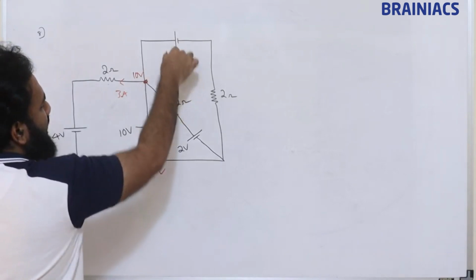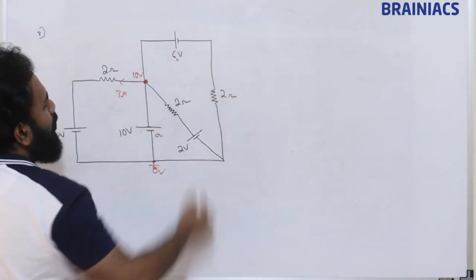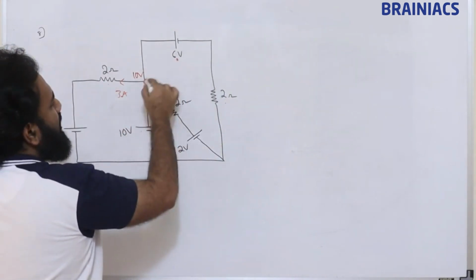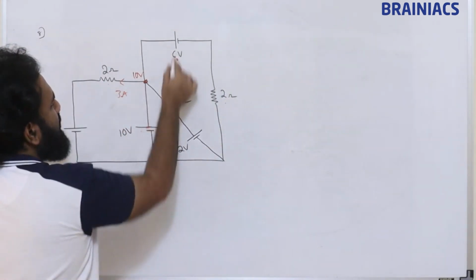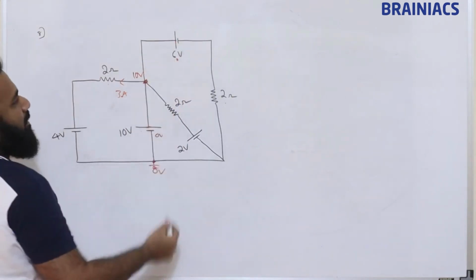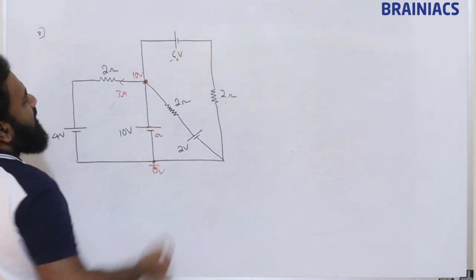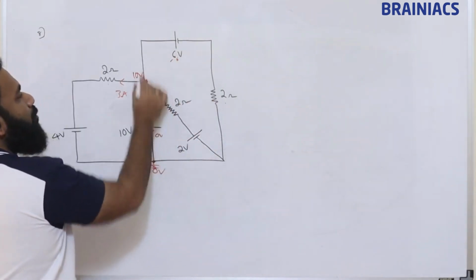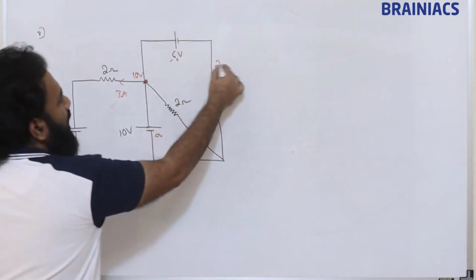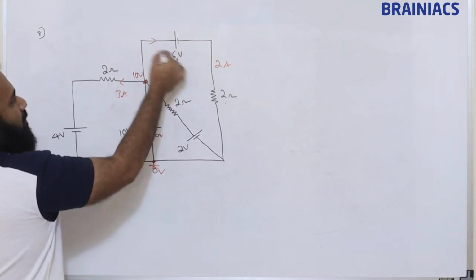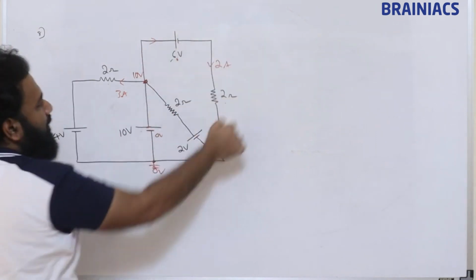Correct? Then what about this? 10 minus 6, 4. 4 by 2 is 2 ampere. 10 volt minus 6 volt: both are positive, so we will subtract. 2 ampere will be in this branch. In which direction? 10 volt is greater than 6 volt, so the direction will be this.